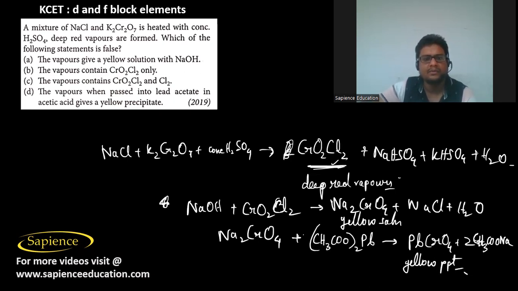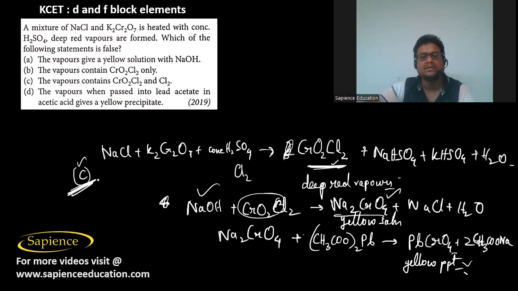So the vapors contain CrO2Cl2 only, and the vapors give a yellow solution with sodium hydroxide, which is sodium chromate, and the vapors when passed into lead acetate in acetic acid give a yellow precipitate of lead chromate. So it means the vapors will not contain Cl2. So hence option C is the wrong statement. So it is the correct answer.